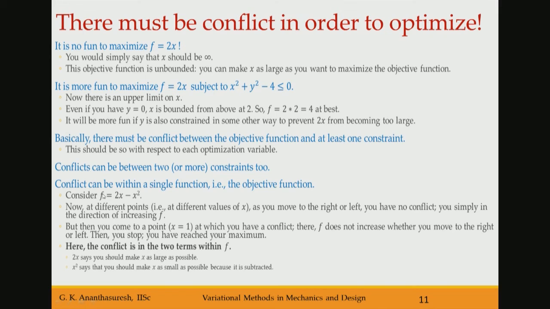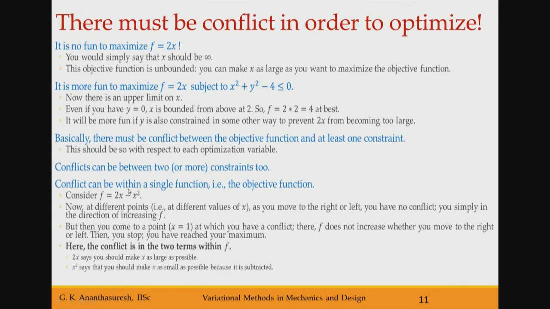The conflict can be in a single function too. So, f equal to 2x minus x squared, let us say I want to maximize this. As I increase x, 2x increases, I can make it very large, but as I increase x, this x squared is also going to increase, and that is being subtracted. So, f is going to go down.